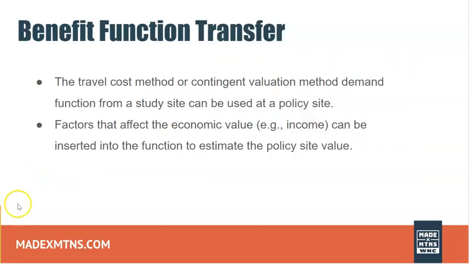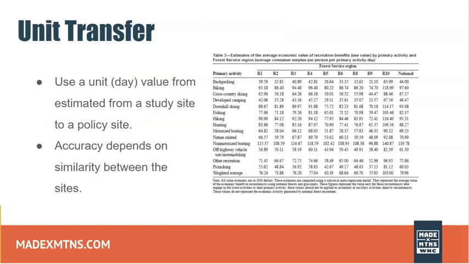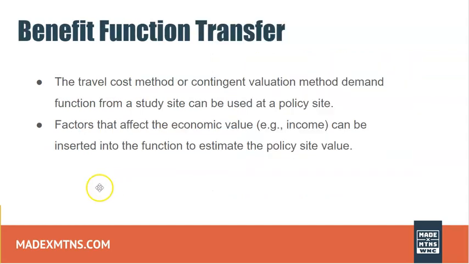Okay, well, benefit function transfer is a little bit more complicated. Transferring from a study site to a policy site, study site where you have an estimate, policy site where you don't have an estimate. Accuracy can also depend on how different those areas are. So benefit function transfer might take account of that.